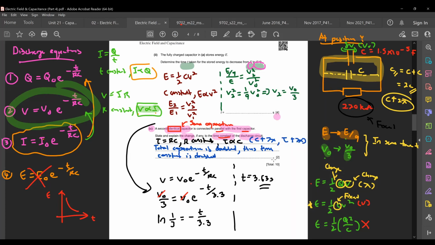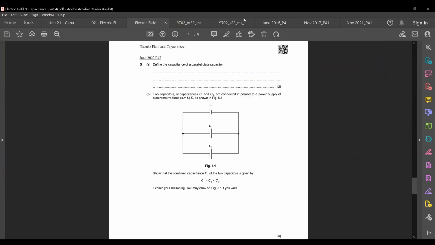This one was for the March paper. Your capacitance question actually took up a whole full 10 marks here. All right, so this one is okay. Hopefully, then I'll just clear off everything here and move on to the next question that is related to discharge of capacitors again. So let me clear off the diagram.